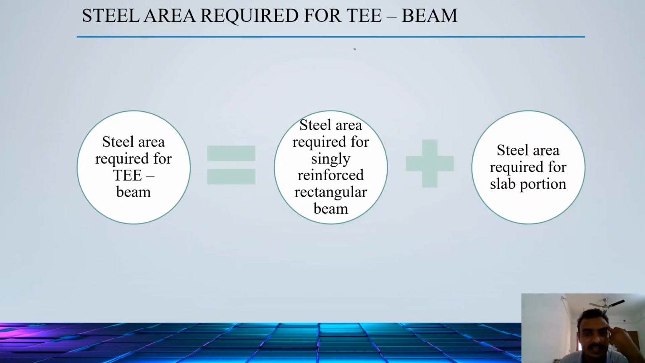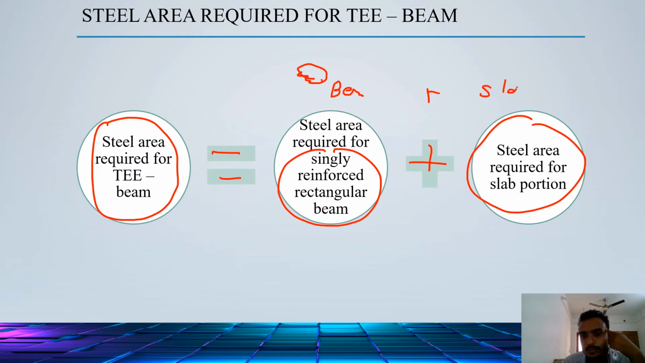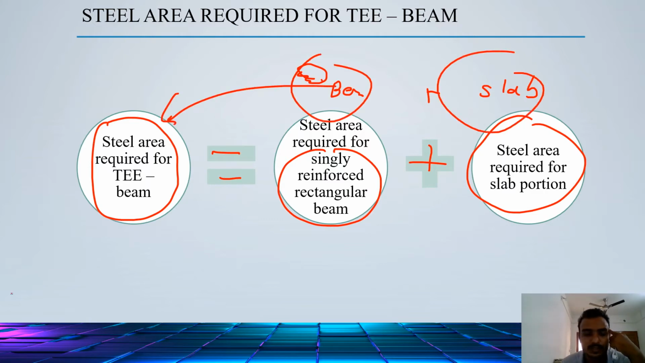Then the steel area required for the T-beam. For the steel area required for the T-beam, we have the same equation here: steel area required for the singly rectangular beam and steel area required for the slab portion. By this summation, we get the steel area required for the T-beam, that is, the beam plus slab. Understood?